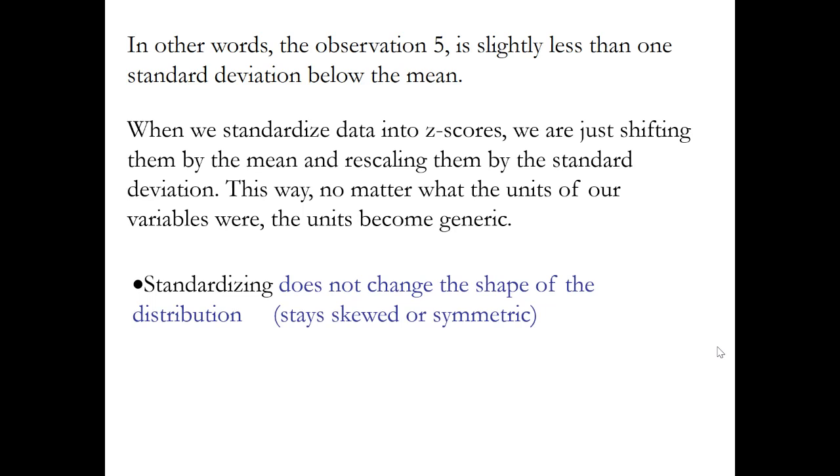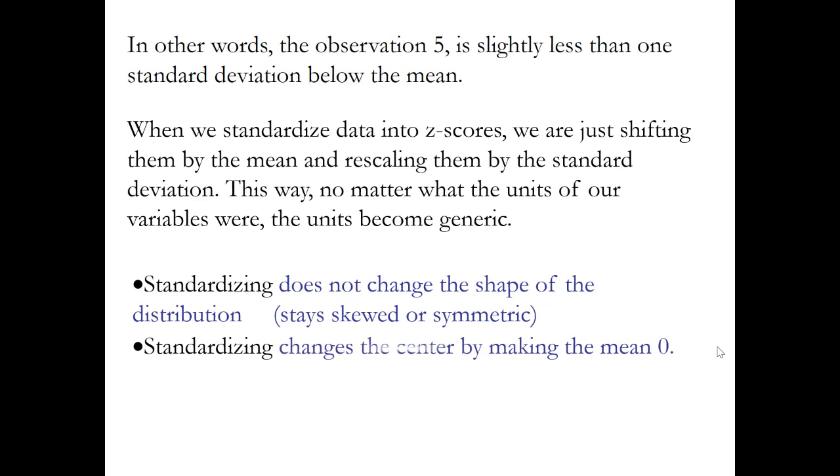But it's important to remember, when you do this, it doesn't change the shape of the distribution. So if your distribution was skewed to begin with, it's still going to be skewed. If it was symmetric to begin with, it's still going to be symmetric after you standardize it. But what it does do is it moves the center to 0. Your mean becomes 0, because as you remember the z-score, the x minus the mean was on the top. So if I subtract the mean from the mean, it's 0.